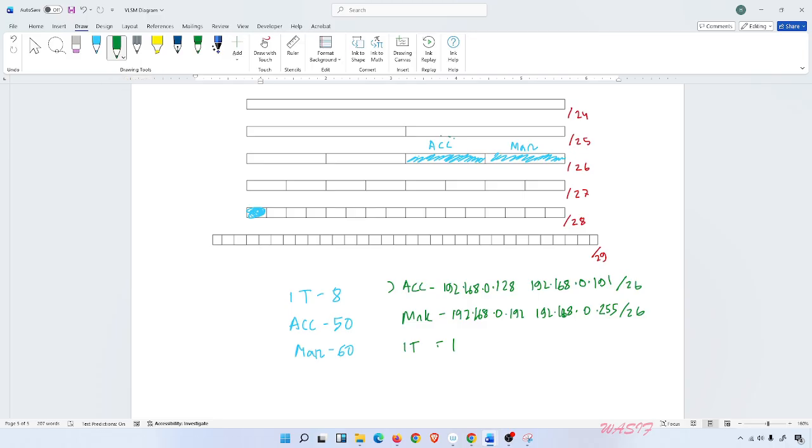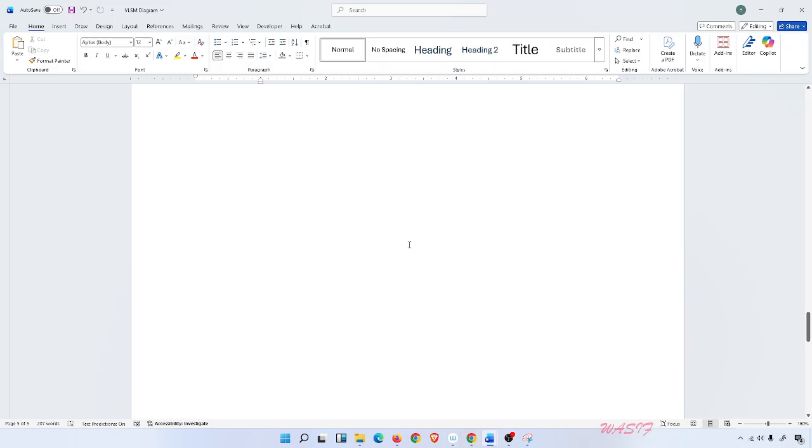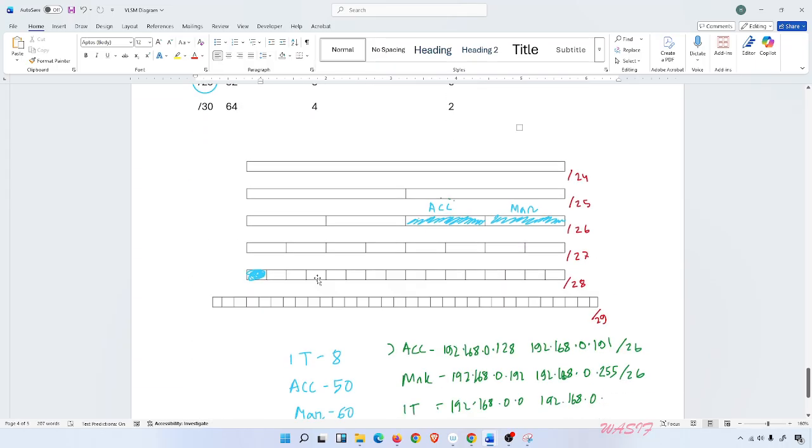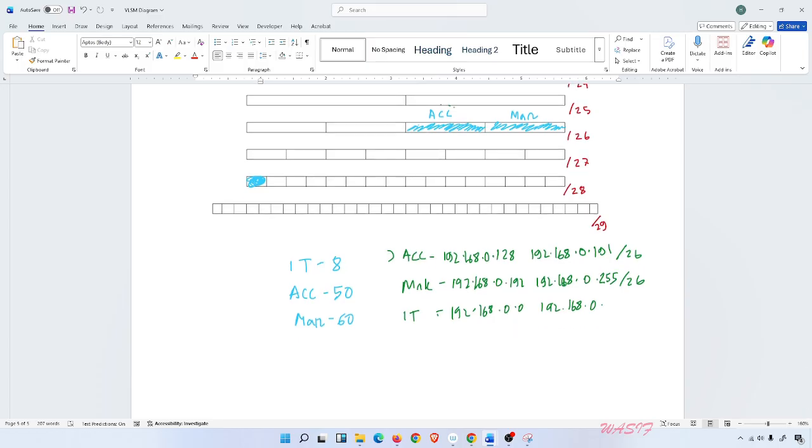Then it will be 192.168.0.0 and 192.168.0. I think it will be 15 here. I think this is the one that we are taking. Yeah, it will be 15, then /28. Now, if you look, is there any overlap? There are no overlaps.